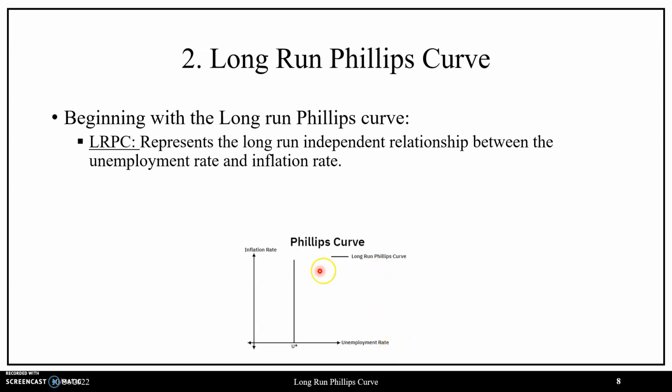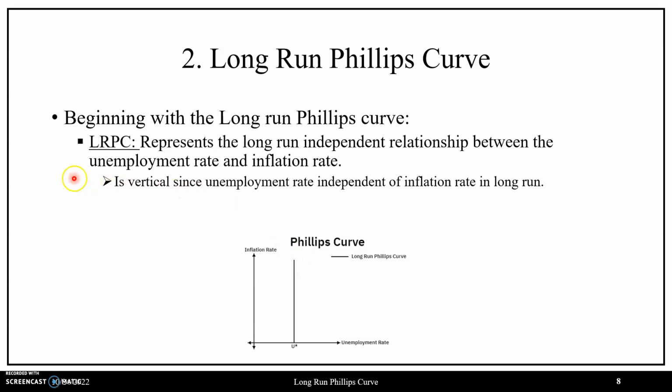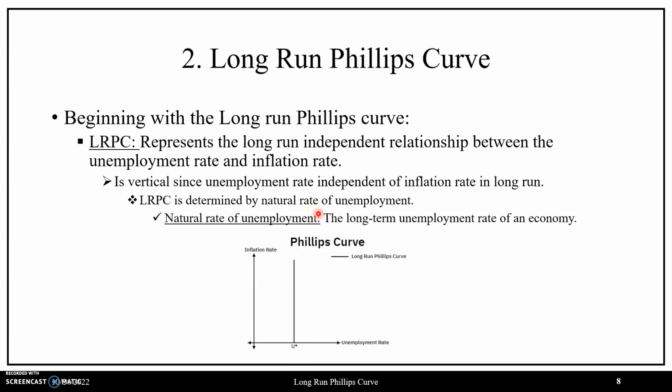And in terms of our long-run Phillips curve, we see that we have a vertical curve, where the curve is vertical given that the unemployment rate is independent from the inflation rate in the long run. So instead, what the long-run Phillips curve is going to depend on is its intersection with the horizontal axis, that is capital U star, which is known as the natural rate of unemployment, where the natural rate of unemployment is the long-term unemployment rate in an economy, which we can think about as the typical amount of non-cyclical unemployment that exists in an economy.